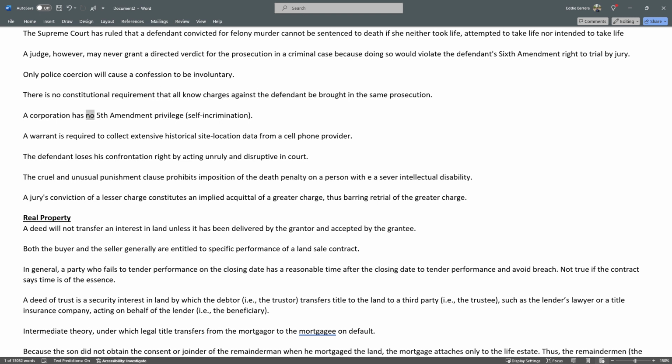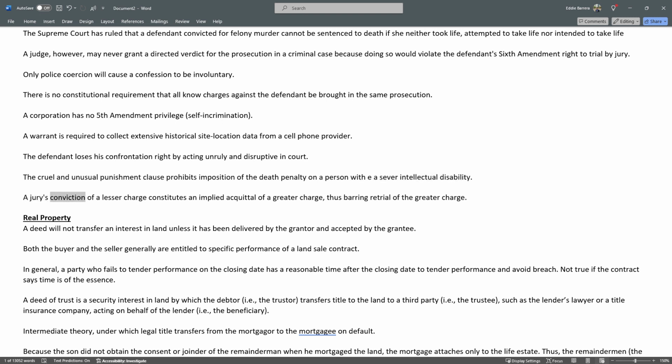A corporation has no Fifth Amendment privilege against self-incrimination. A warrant is required to collect extensive historical cell-site location data from a cell phone provider. The defendant loses his confrontation right by acting unruly and disruptive in court. The Cruel and Unusual Punishment Clause prohibits imposition of the death penalty on a person with a severe intellectual disability.